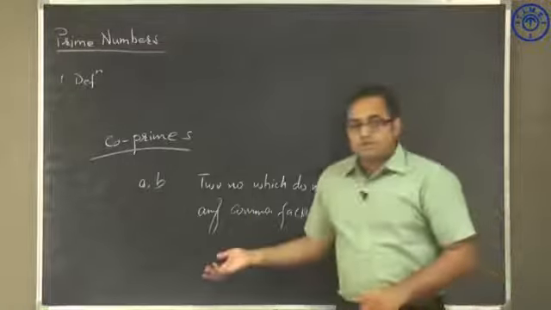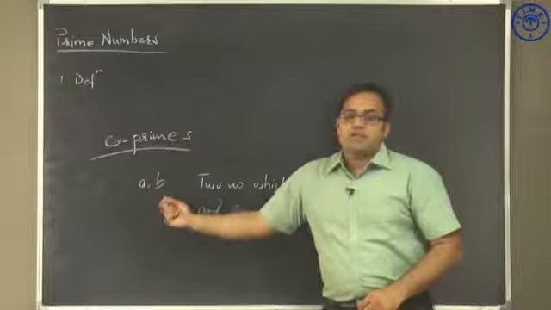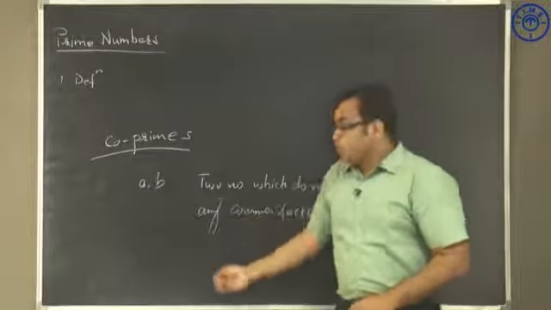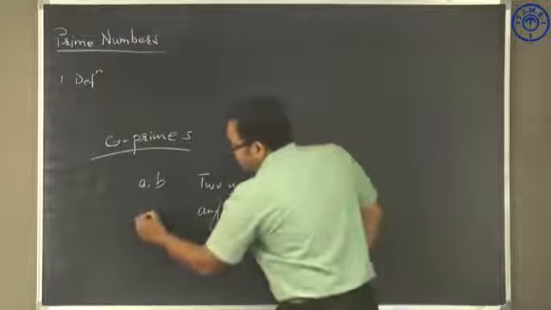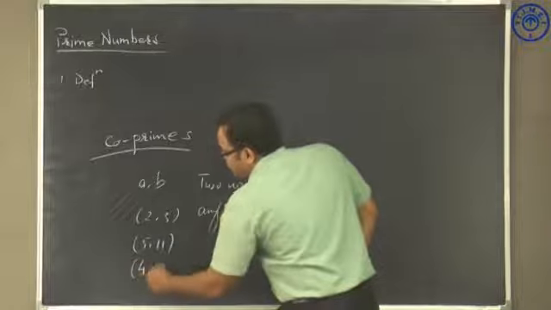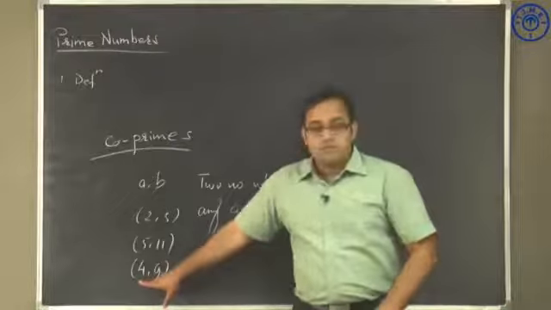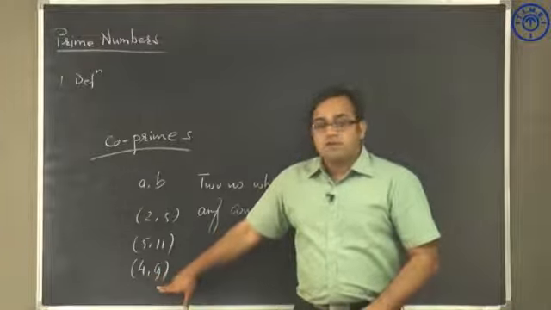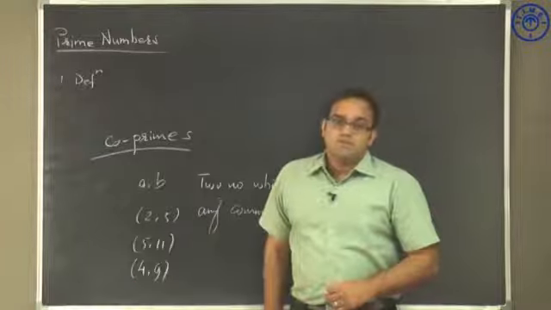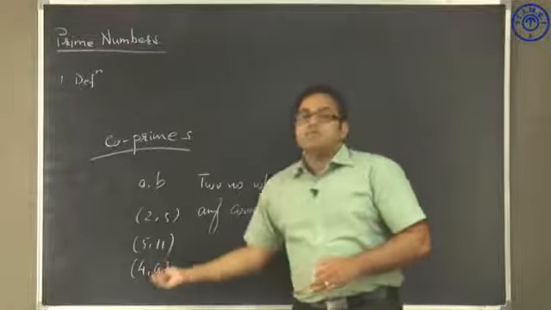are called co-primes. So for example, 2 and 5, because they do not have any common factor, would be co-primes. 5 and 11 would again be co-primes. You would be surprised, probably, but 4 and 9 are also co-primes. 4 is not a prime number, 9 is not a prime number, but two numbers which are not primes can very comfortably be co-primes. So for two numbers to be co-prime, they need not necessarily be prime numbers.